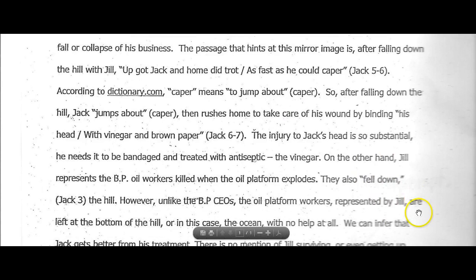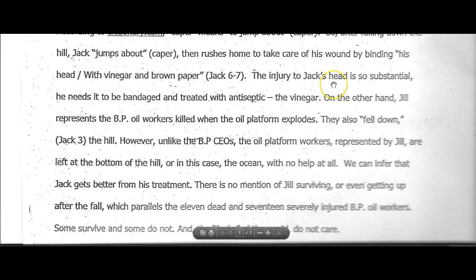The injury, let me scoot this up a little bit. The injury to Jack's head is so substantial he needs to be bandaged and treated with antiseptic, the vinegar. And vinegar is still an antiseptic. It also cleans your windows really well if you've got dirty windows. On the other hand, Jill represents the BP oil workers killed when the oil platform explodes. They also fell down the hill. However, unlike the BP CEOs, the oil platform workers, represented by Jill, so make sure that I know who's what. Jill represents the oil platform workers.